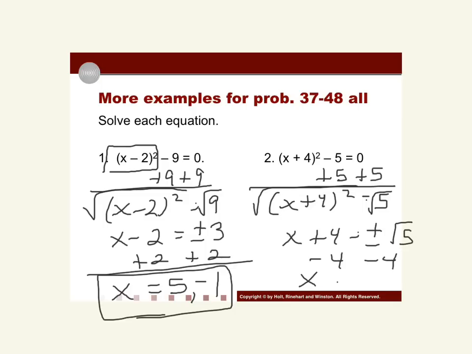And again, in this case, because we want the exact answers, we're just going to leave it as x equals negative 4 plus or minus the square root of 5. If there was a need to get decimal approximations, then we would just use our calculator to approximate the square root of 5.